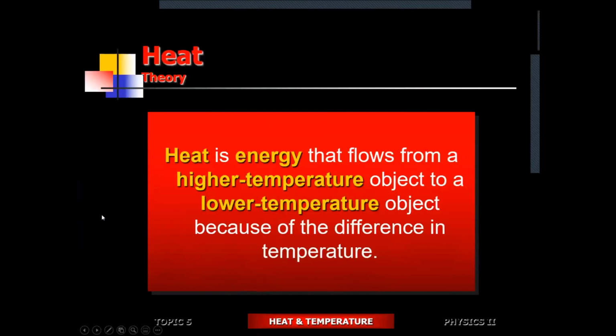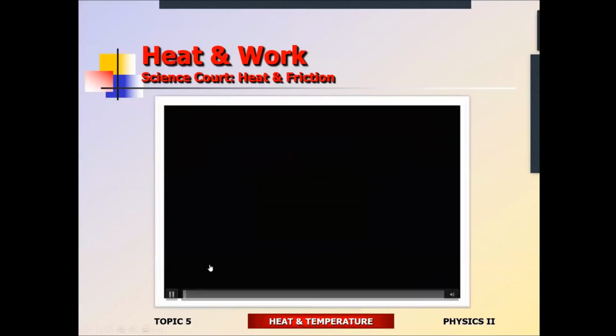It's a form of energy that flows from hot to cold. That's it. What causes heat is the temperature difference. If there's a temperature difference, there's heat. That's the second law. No temperature difference, no heat. That's the zeroth law. So heat is a form of energy that flows from hot to cold. That's all you need to know.